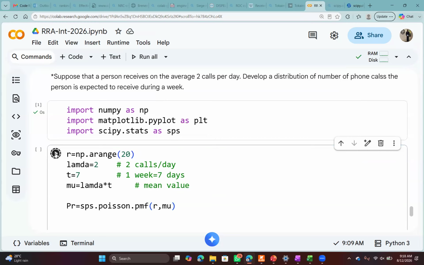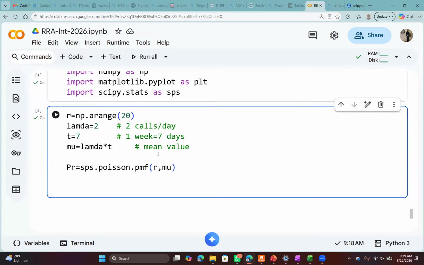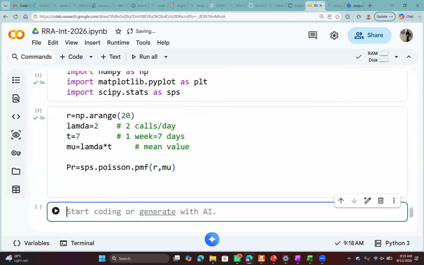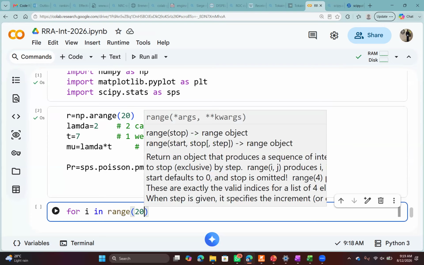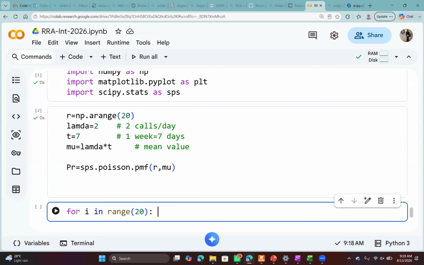So let's see the results. Okay, there is no problem. We got the green signal from the computer that the calculations have been performed. And now our next task is to interpret the results. So I use a for loop for printing the values. I can directly print as well. So I write for i in range. So there are 20 values for R and therefore correspondingly 20 probabilities.